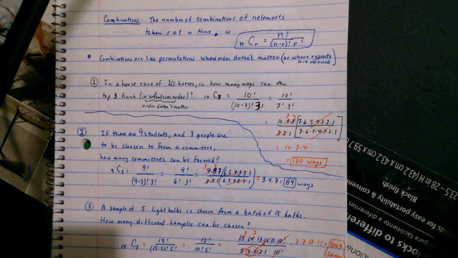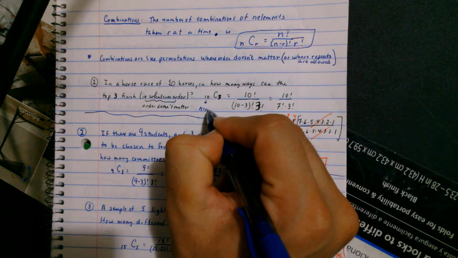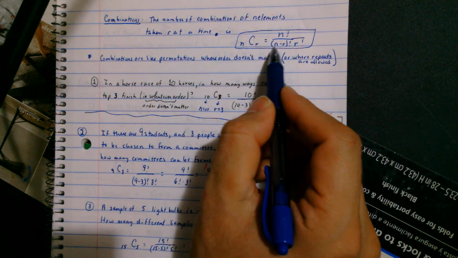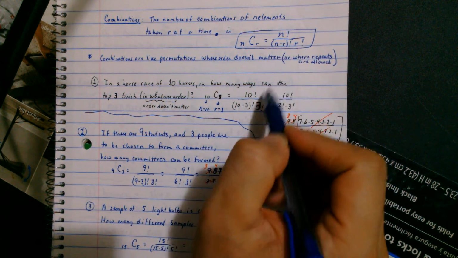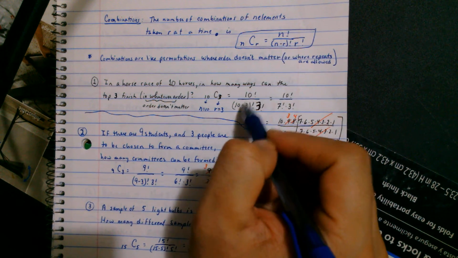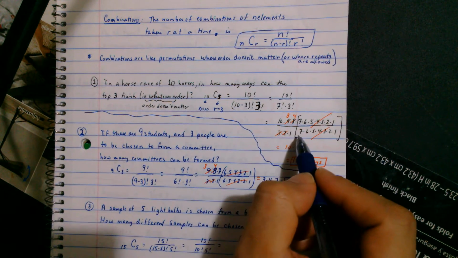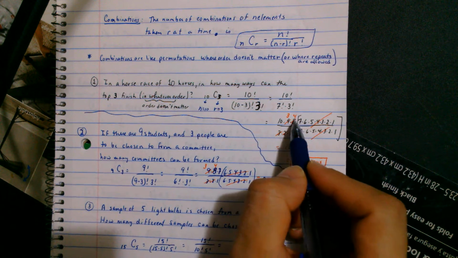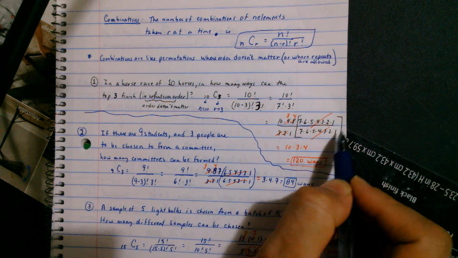So n is 10, r is 3. The formula: n factorial over n minus r factorial times r factorial. So 10 factorial, then 10 minus 3 factorial on the bottom, and then 3 factorial. So 10 minus 3 is 7. Now, when you count backwards, 7, 6, 5, 4, 3, 2, 1, and 10, 9, 8, 7, 6, 5, 4, 3, this 7 factorial cancels with most of the 10 factorial.